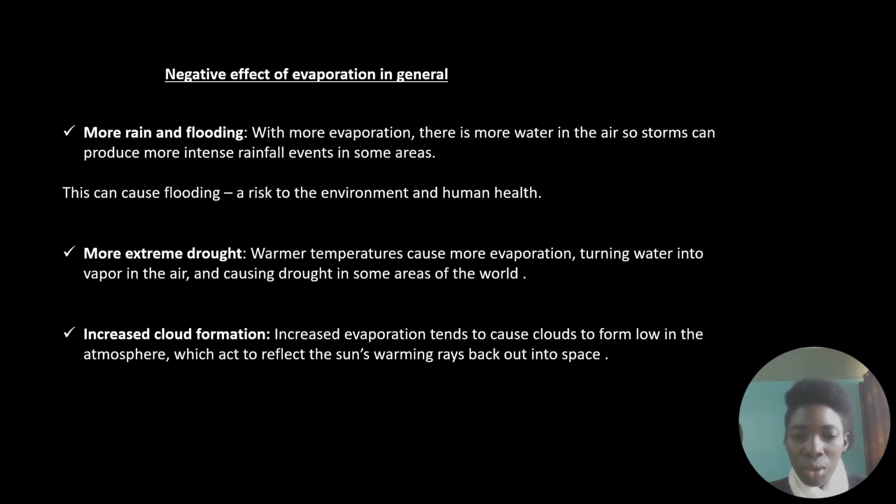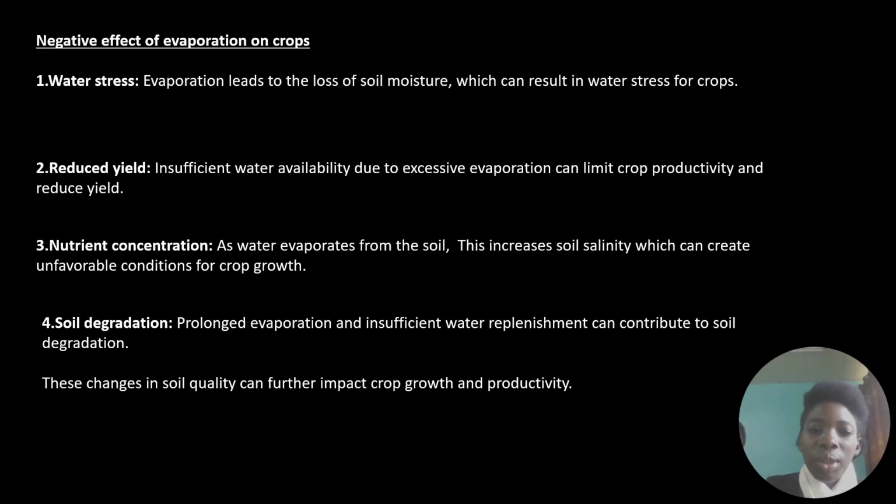And also more extreme drought, which is a result of evaporation. It causes warmer temperatures, where the water turns into vapor in the air, causing drought in some areas of the world. Evaporation also results in increased cloud formation, where increased evaporation tends to cause clouds to form low in the atmosphere, which act to reflect the sun's warming rays back out into space. So as the evaporation rate becomes too high, it will result in more cloud formation.